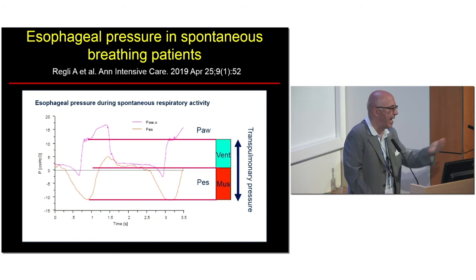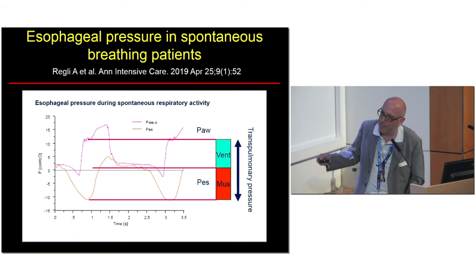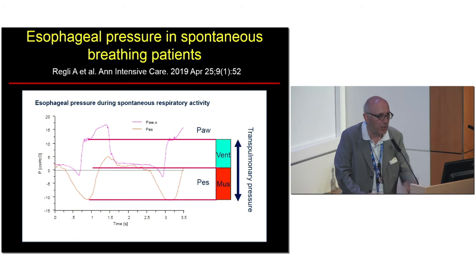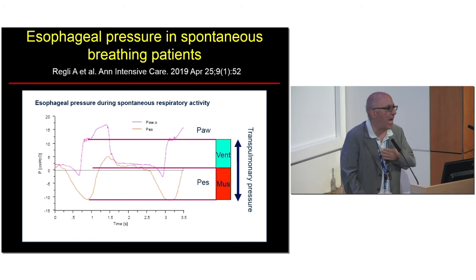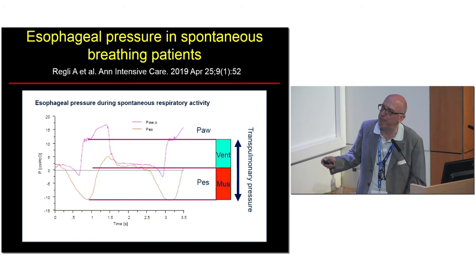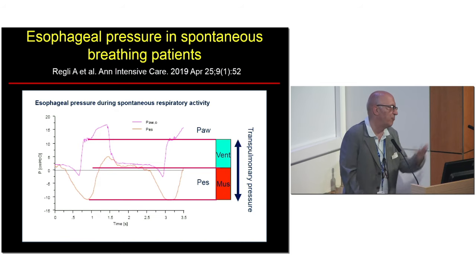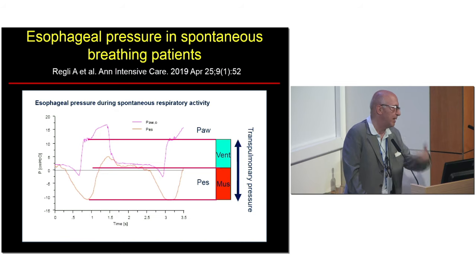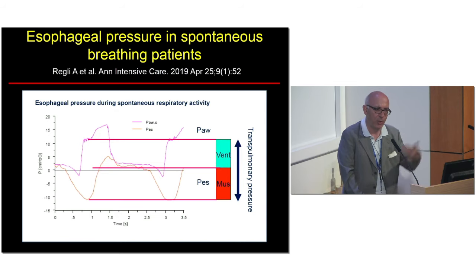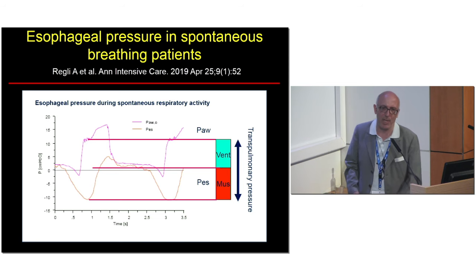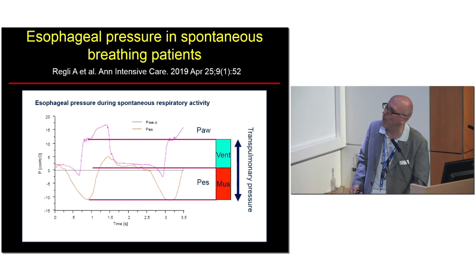So if the effort is too high, if you don't measure esophageal pressure, you don't have any information about the effort of the patient. I could say, yes, you measure the P0.1. If the P0.1 is higher than 3 or 4, it means that the inspiratory effort is too high, and you should correct for that. I like P0.1 very much. We should go back to the P0.1.